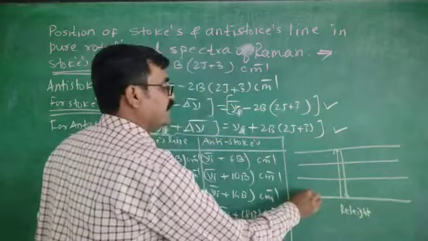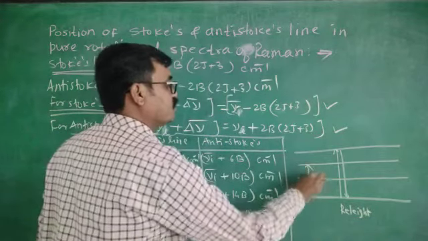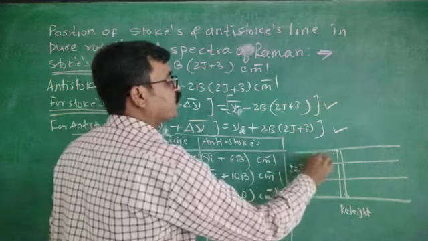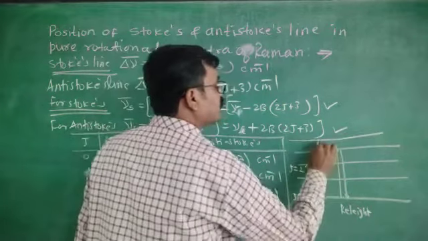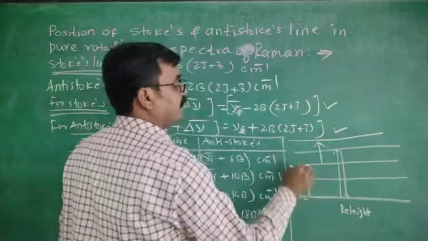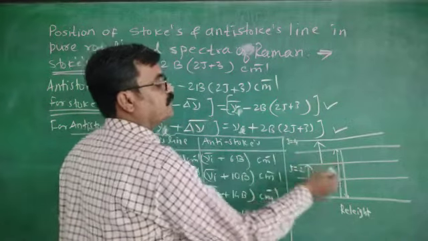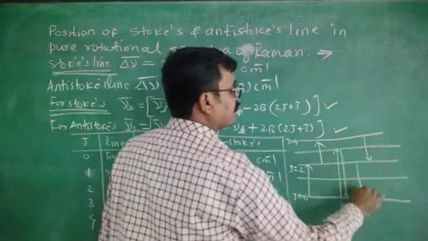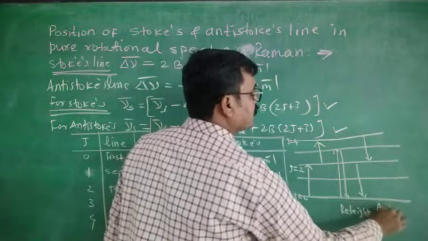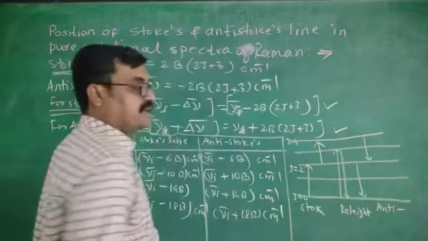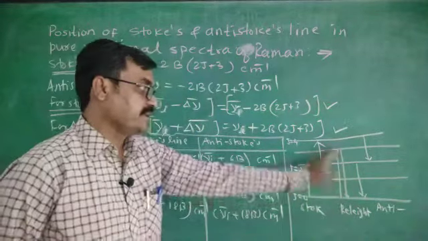Now if there is a transition from j equals 0 to j equals 2, it will be a Stokes line. Then from j equals 2 to 4, opposite to this, these are anti-Stokes lines, and these are the Stokes lines, and this is the Rayleigh scattering.